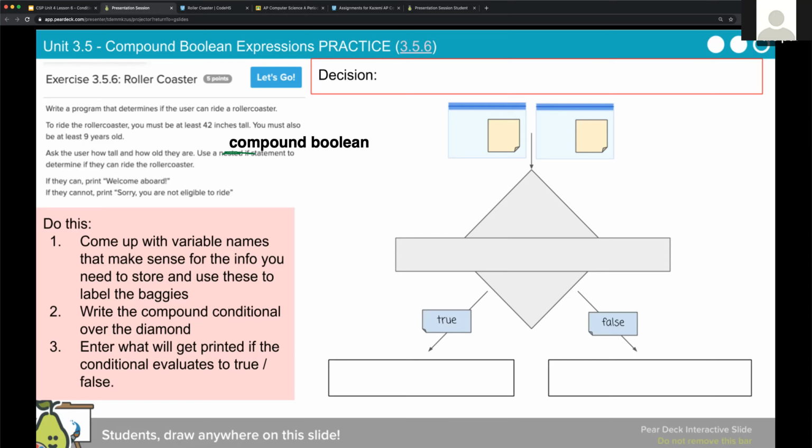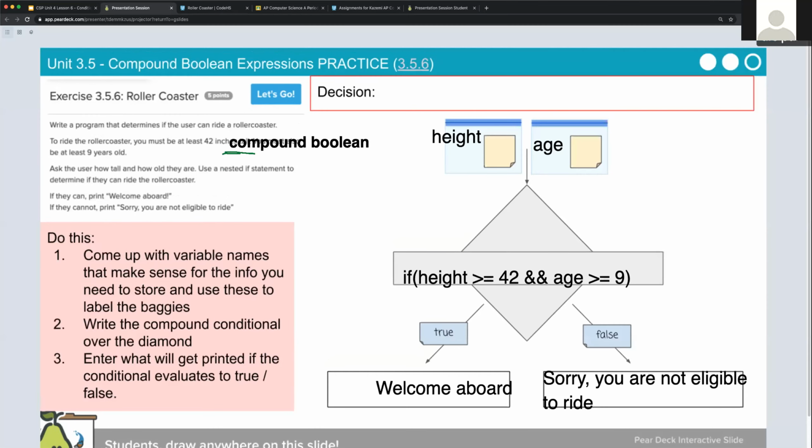So I'm going to go ahead and show what one person came up with. Okay. So the decision is whether or not someone can ride the roller coaster, right? That's what you would write up here. And then down here, the two variables this person came up with was height and age. Short and sweet and also meaningful.